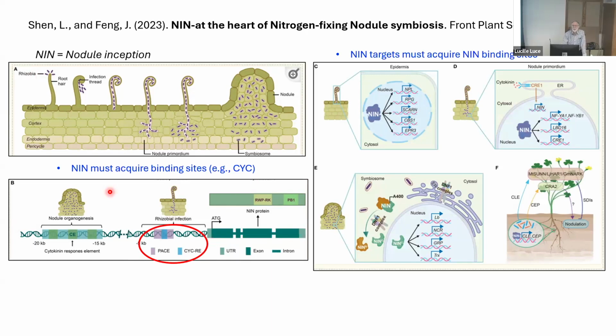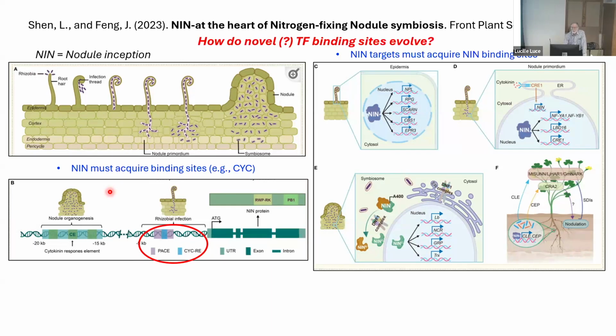Now, there are about 145 direct interactors of NIN, at least that's one estimate. It may be an overestimate, but still a lot of different genes have had to come directly under the influence, the control of NIN. So all of those had to acquire binding sites for NIN.